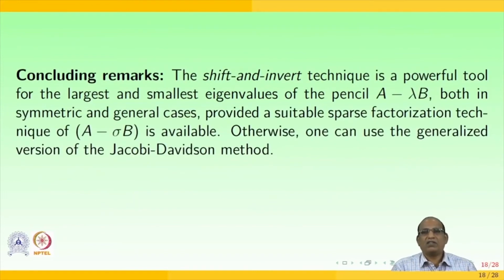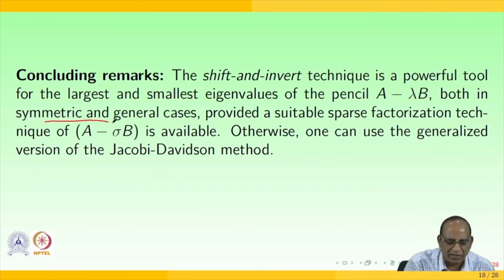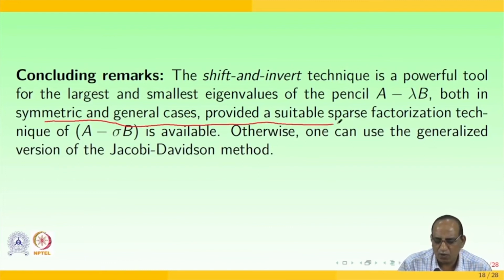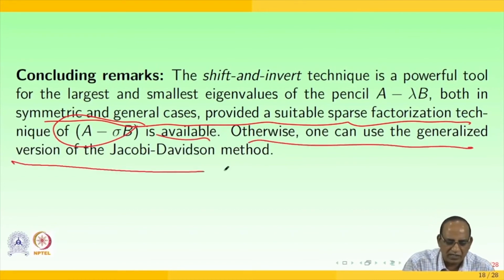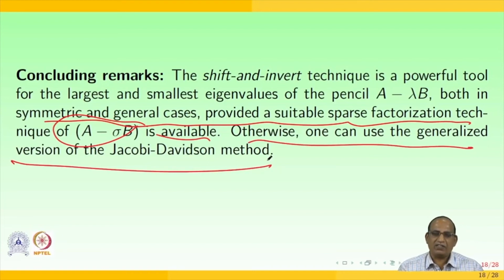Concluding remarks: the shift and invert technique is a powerful tool for computing the largest and smallest eigenvalues of the pencil A minus lambda B, in both symmetric and general cases, provided a suitable sparse factorization of A minus lambda B is available. Otherwise, one can use the generalized versions of the Jacobi-Davidson method.